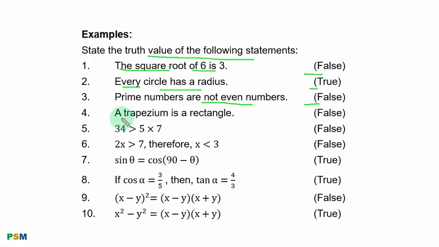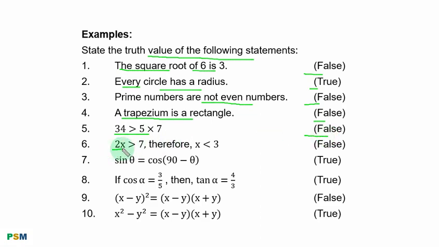4, a trapezium is a rectangle. It is false. 5, 34 is greater than 5 times 7. This statement is false.